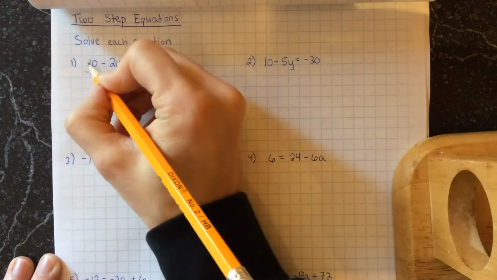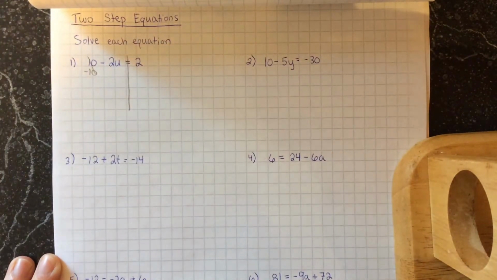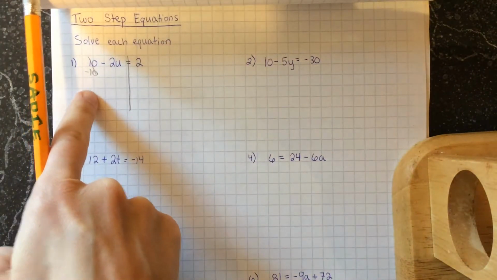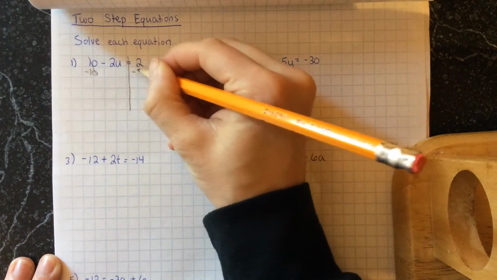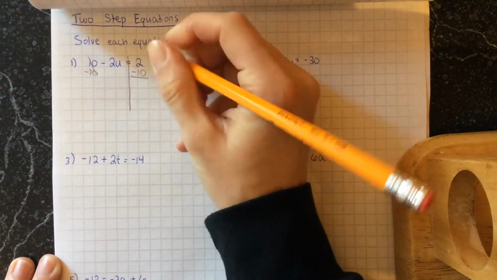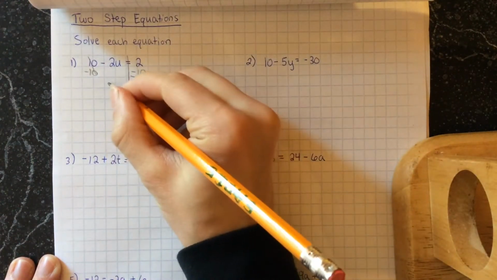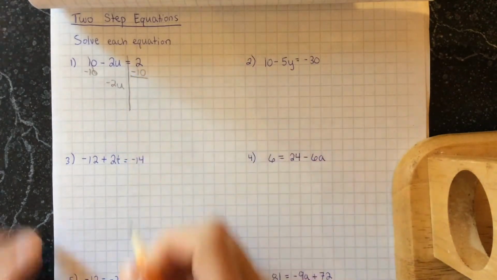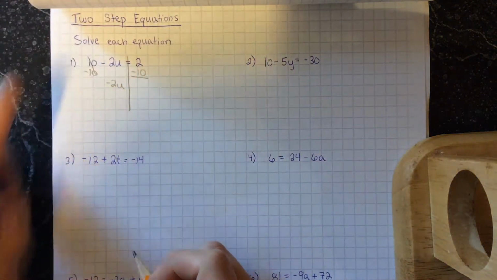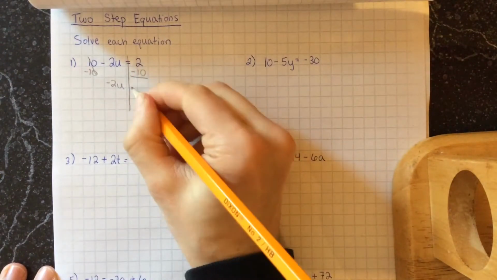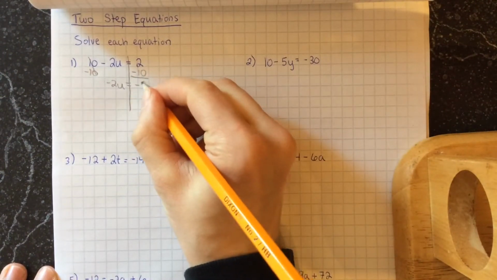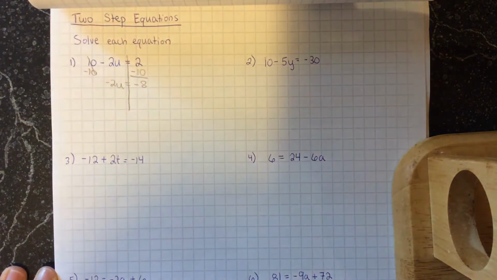10 minus 10 is 0, so I can cross it off. But since I subtracted 10 from the left side, I have to subtract 10 from the right side. What's left over here is the -2u. Be careful not to forget the negative. 2 minus 10 is -8. And now I'm down to a one-step equation.